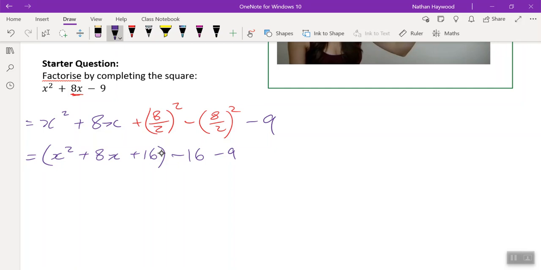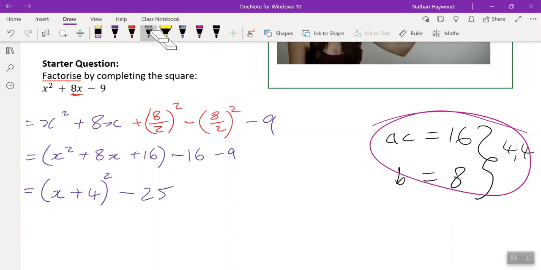What do those 3 factorize into? X plus 4 times x plus 4, which is x plus 4 squared. Okay, that's the first 3. They turn into x plus 4 squared. Remember the ACB thing? Last 2 numbers, what do they turn into? 16 and 9 become 25.